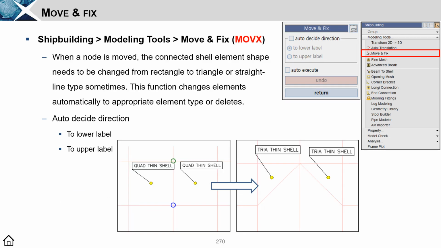At the same time as node movement, when the connected shell element shape changes from rectangle to triangle or straight line type, it is a function to change automatically to the appropriate element type or to delete. If moving a node without using this function, you will be able to carry out the same automatic shape change task with the Merge Coincident Node feature.